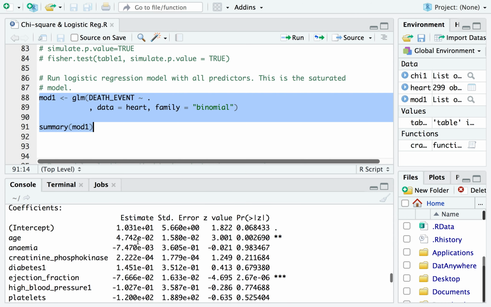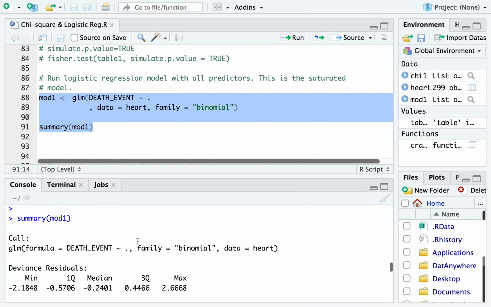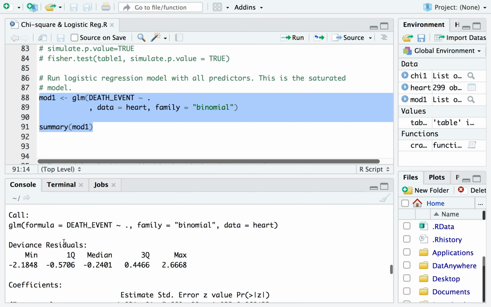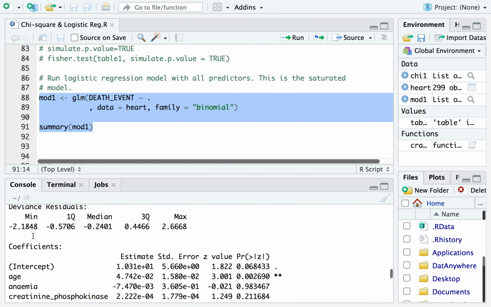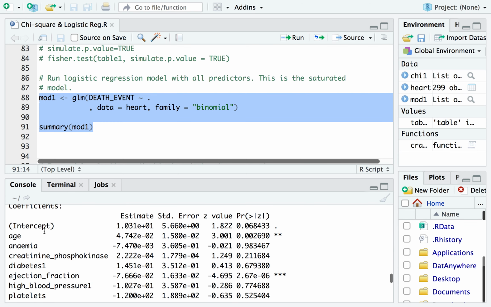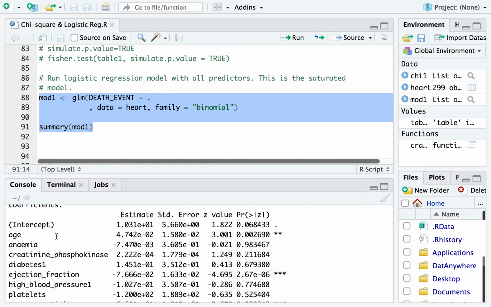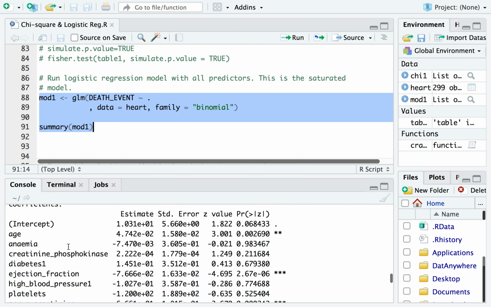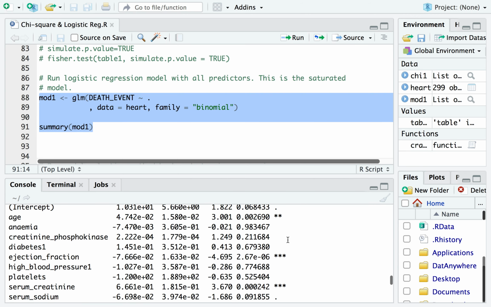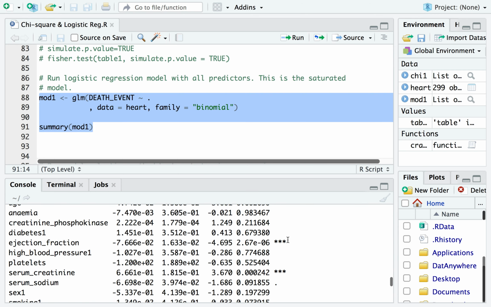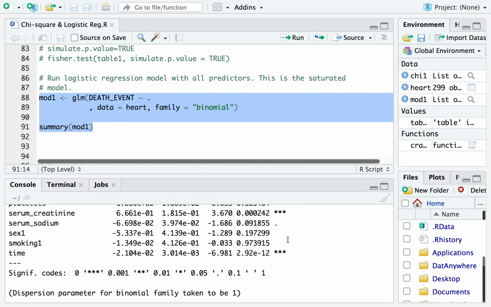So as you can see here, this is the formula. This is the distribution of residuals, and right here it provides the list of coefficients, all of our predictors, the estimate of the coefficients, the standard error of those coefficients, the z-value, and the probability. The last column with asterisks indicates whether it's statistically significant at 0.05 at least, a dot meaning it's marginally significant. And this is the saturated model because we threw everything into the model.